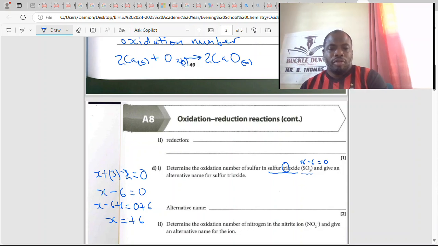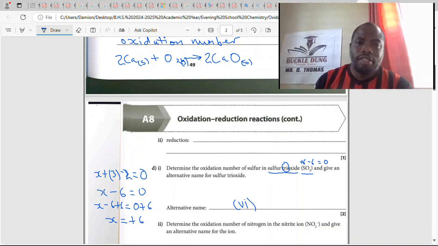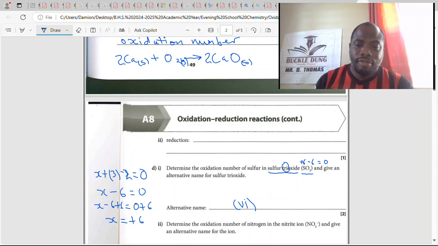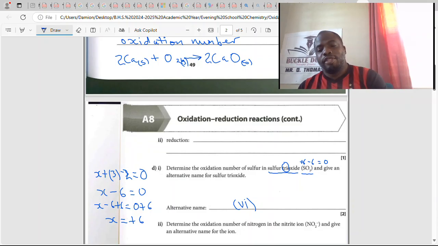So now, the alternative name, we use Roman numerals. So when you see this, and we're not talking about the artist now, V6. We are talking about this representing the link between the oxidation number that we worked out a while ago. Yeah?